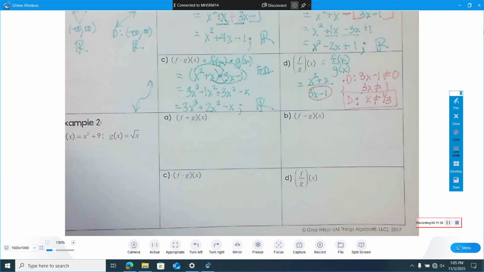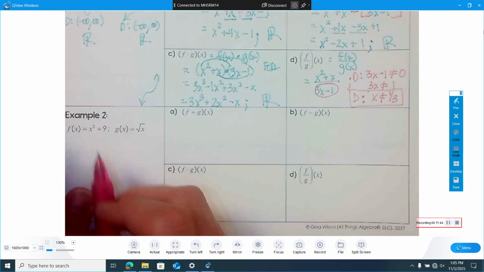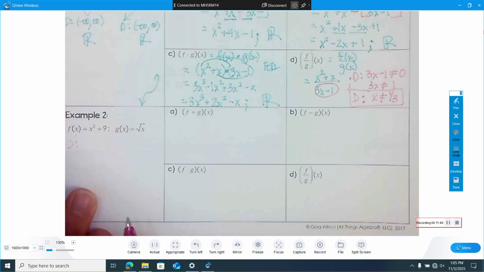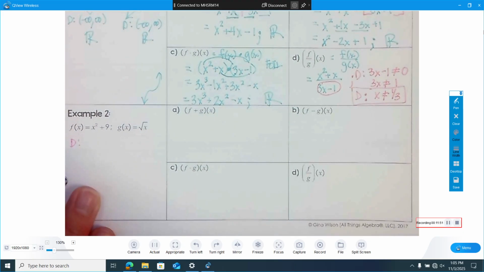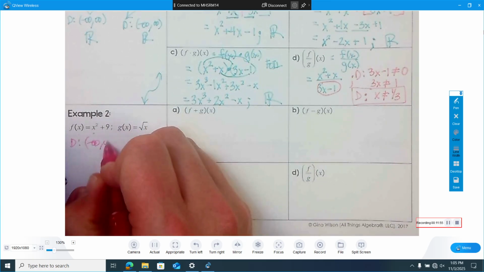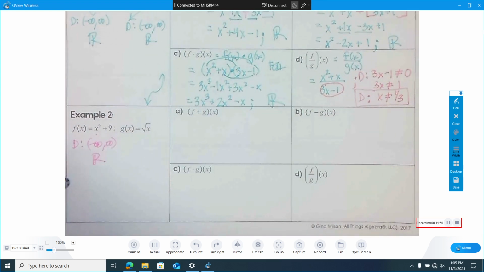Example 2 here. I'm not going to do all of this example. Right off the bat, though, I do want to talk about the domain. What is the domain of our f function here? How far left and how far right is it? Yeah, it's all real numbers. It goes from negative to positive infinity. It's all real numbers. It's that parabola shape.